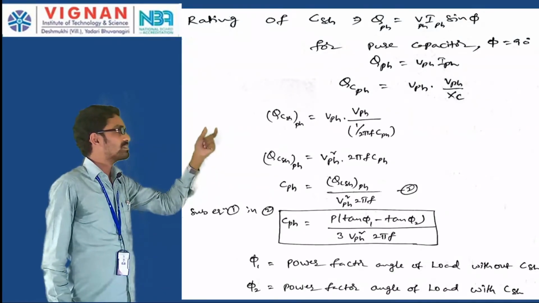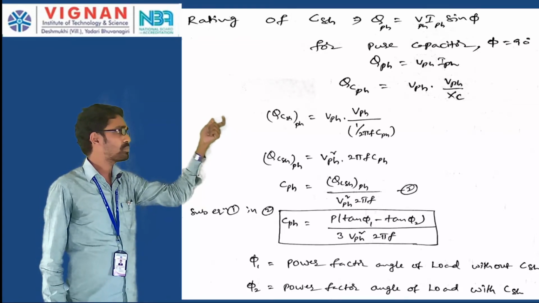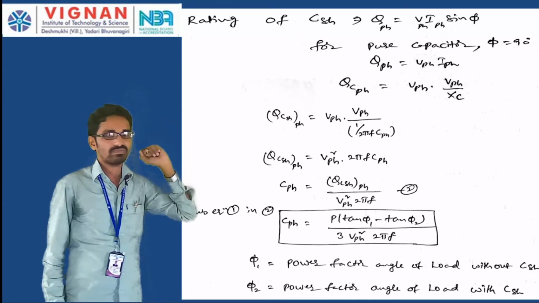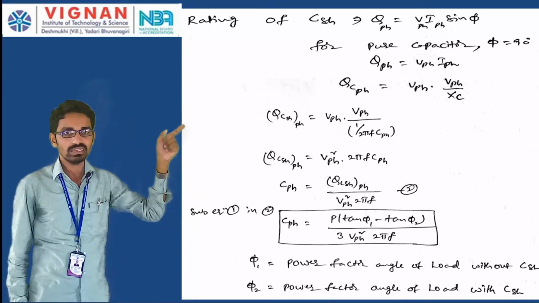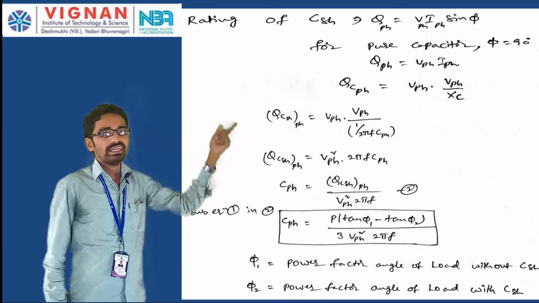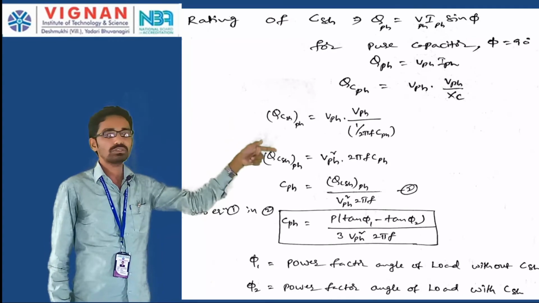If I consider the capacitor, whatever capacitor I am considering, that is a pure capacitor. Then what happens? The angle is 90 degrees. For the pure capacitor, phi is 90 degrees. Then you are going to get sin 90 is 1. Then you are going to get Q phase is equal to V phase into I phase.